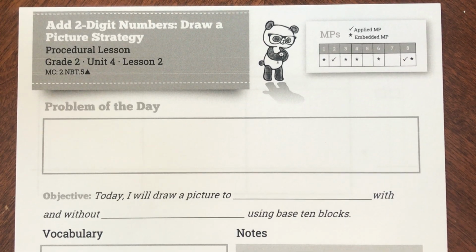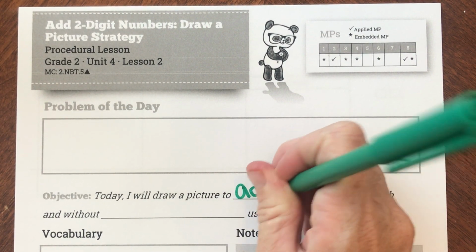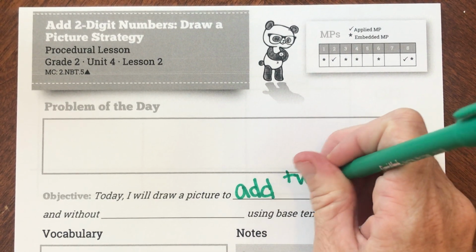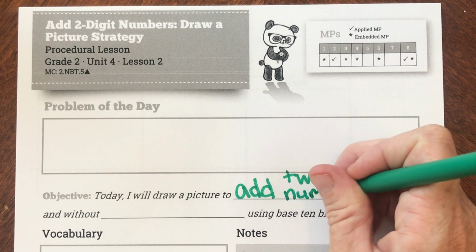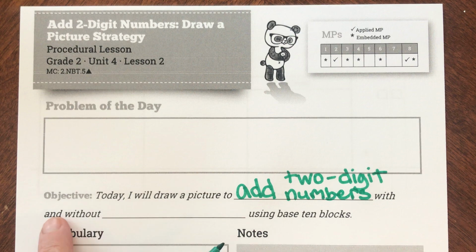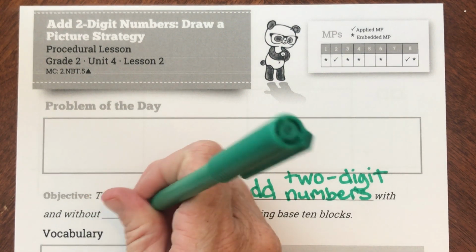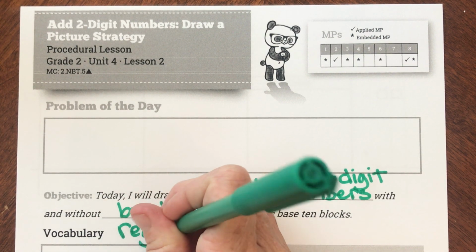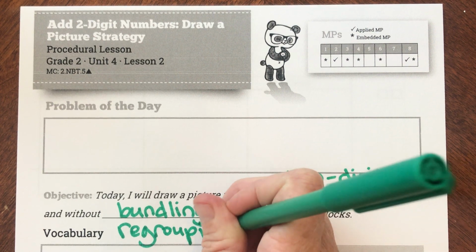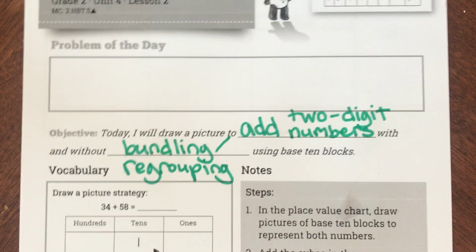Good morning, second graders. Today we are on page 207 of your student journal. Our objective today is: I will draw a picture to add 2-digit numbers with and without bundling/regrouping using base 10 blocks. Okay, so let's look at that a little closer.